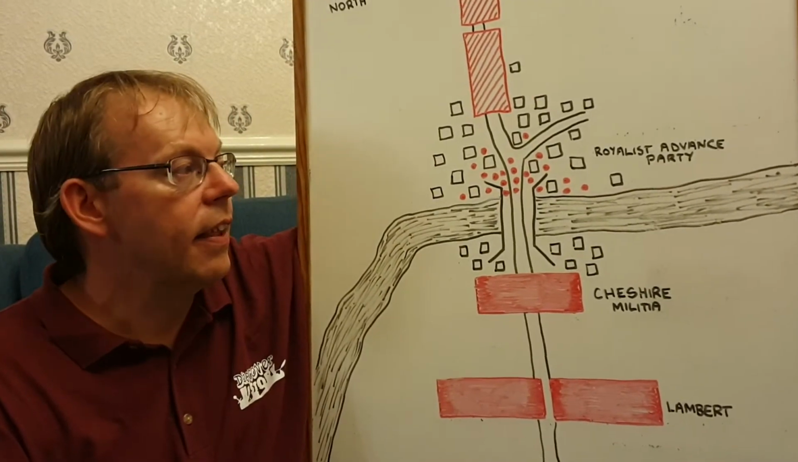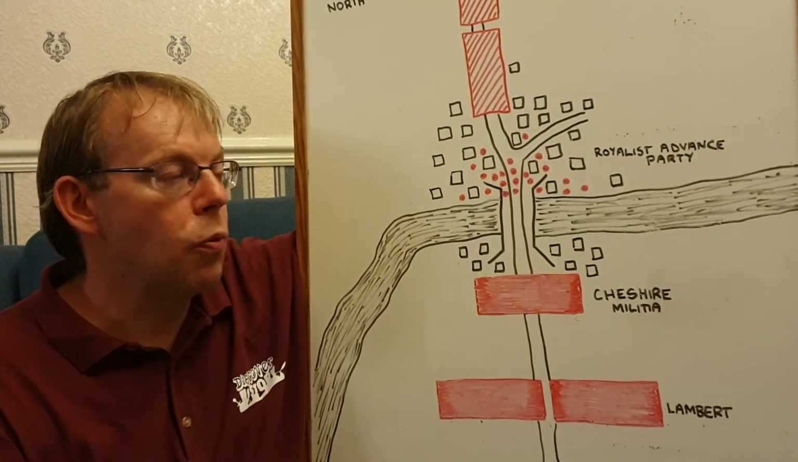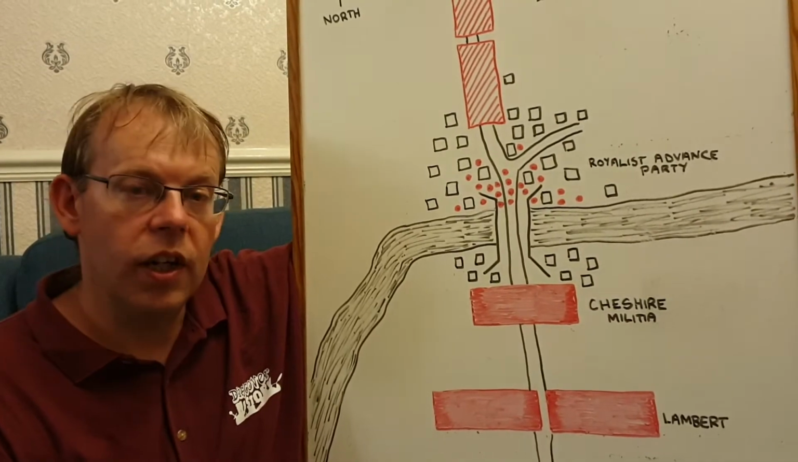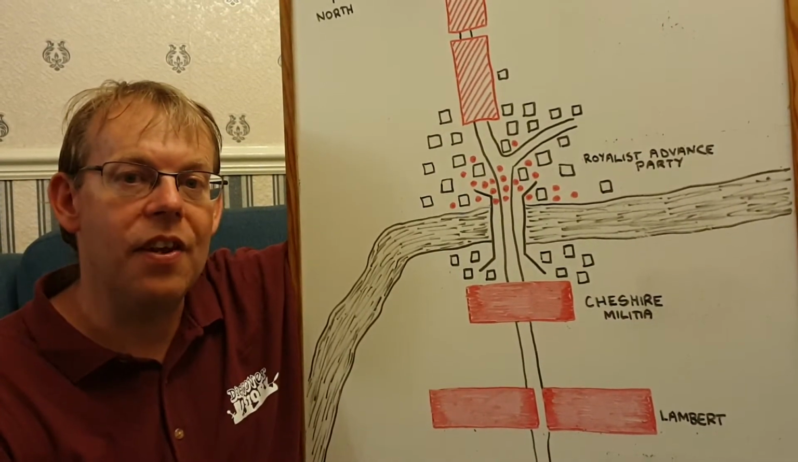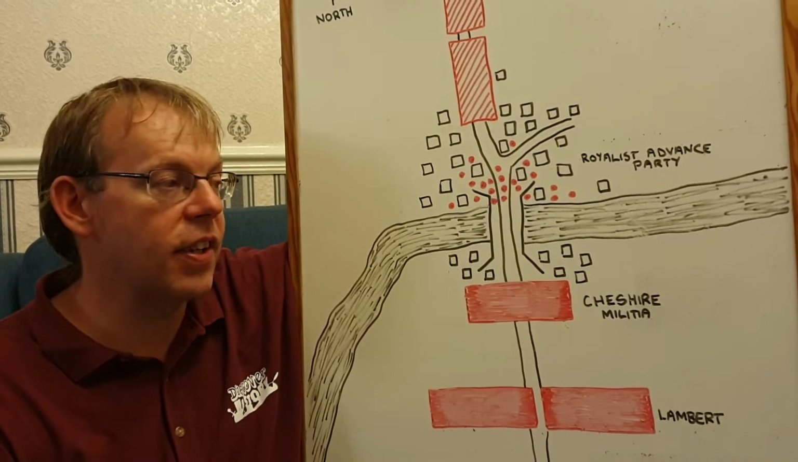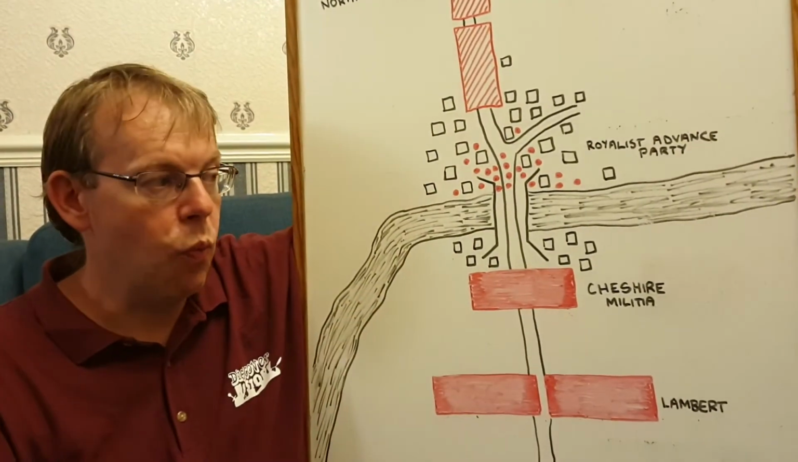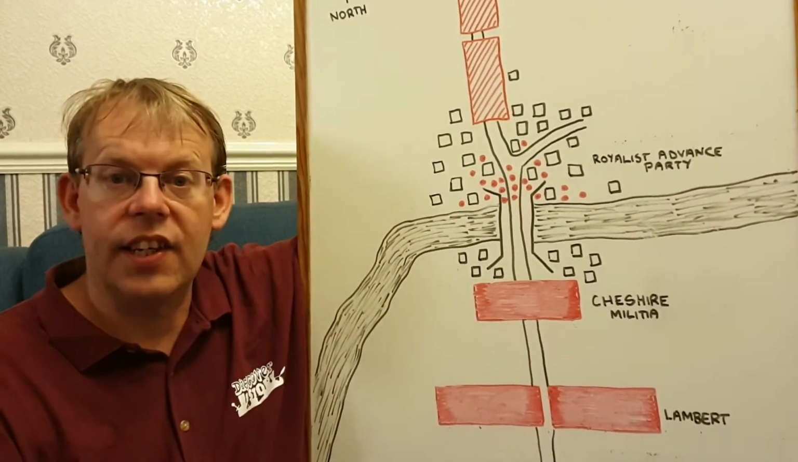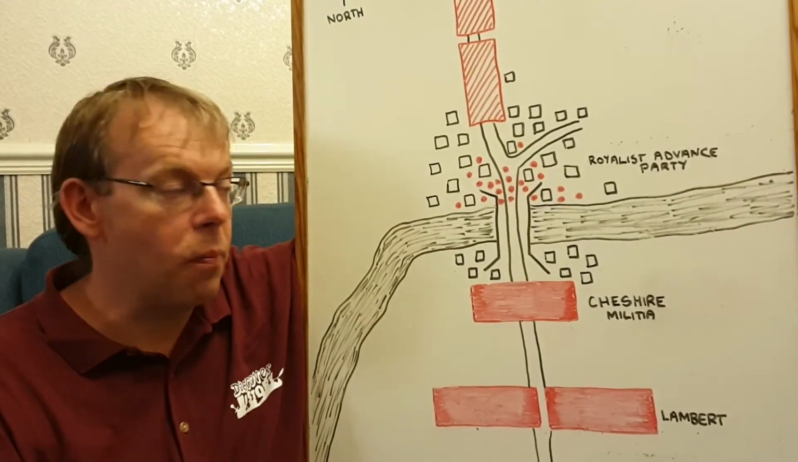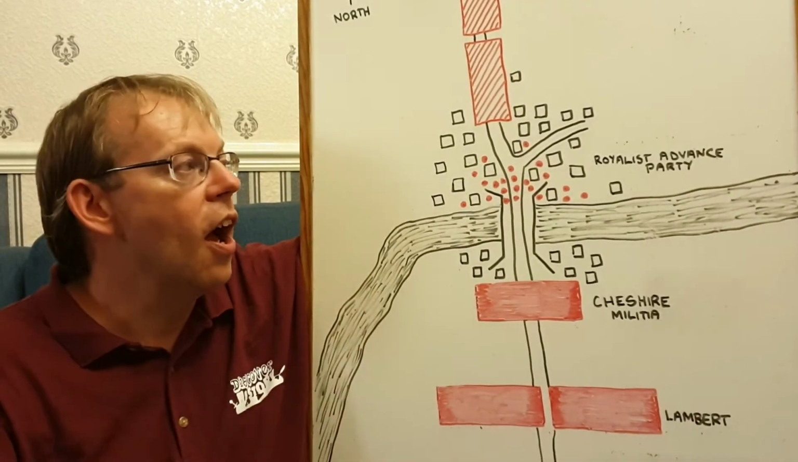So hopefully the battle will be fought on the 16th of August at Warrington, and that'll be the end of the Royalist cause. But obviously Oliver Cromwell is way over to the east, and it will not be very happy with what's going on over here.